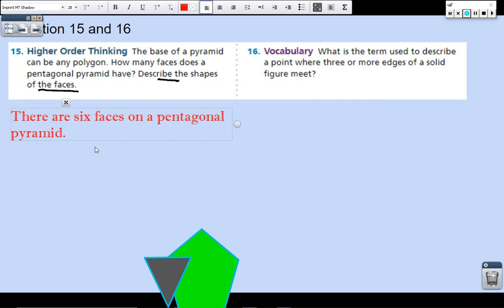There are 6 faces on a pentagonal pyramid. 5 of those faces are triangles, and 1 is a pentagon. All right, straightforward. Next one, what is the term used to describe a point where 3 or more edges of a solid figure meet?